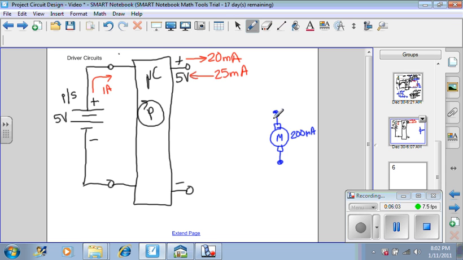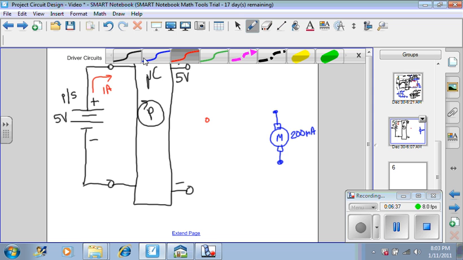Okay. One way to do that is to use something called a driver circuit. Now, a driver circuit may seem like a complicated idea, but actually a driver circuit is one of the easiest ideas to understand if you understand the principle of how a transistor operates.